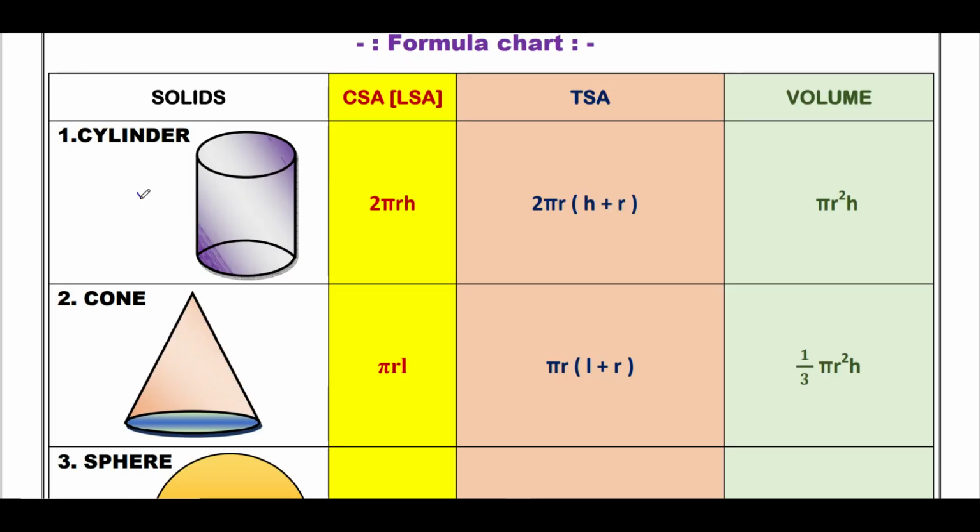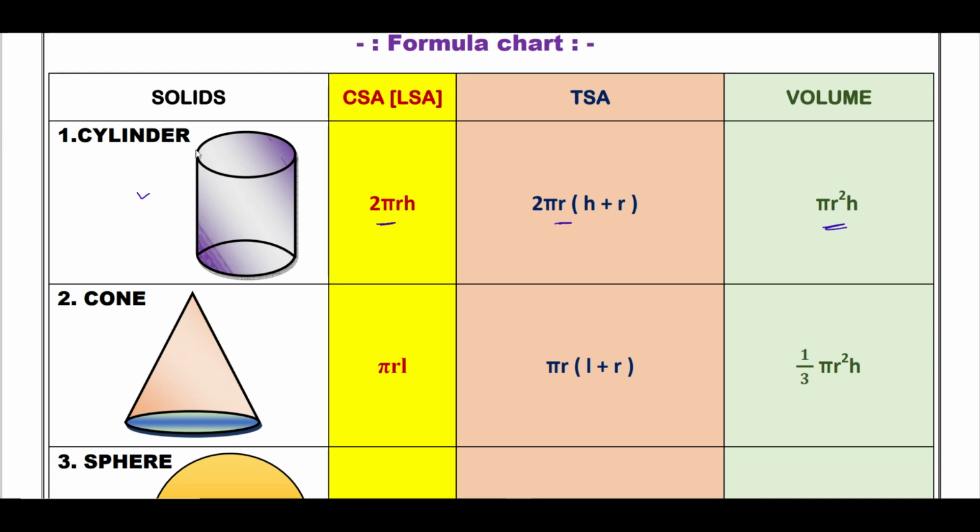Students, first solid is cylinder. The formula to find out CSA of cylinder is 2 pi R H. TSA is 2 pi R (H plus R). Volume is pi R square H. You can make a note. CSA of cylinder is 2 pi R H. TSA of cylinder is 2 pi R (R plus H), and volume of cylinder is pi R square H.